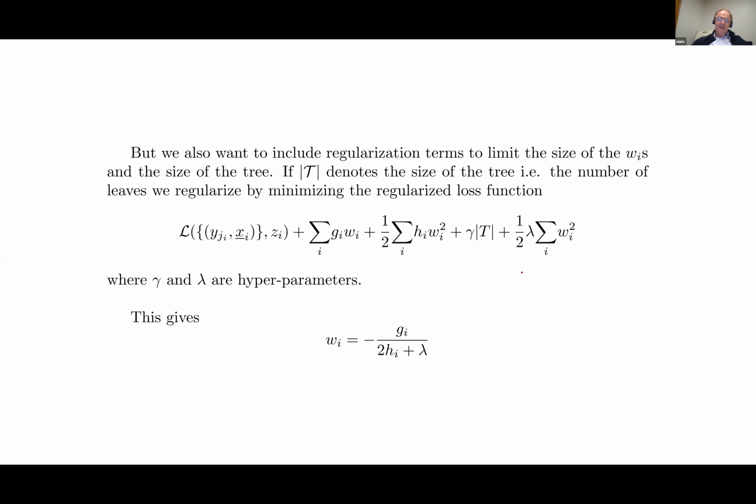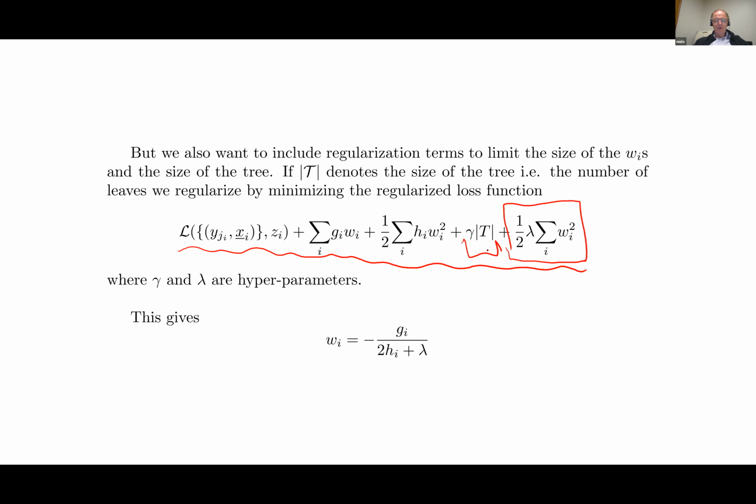So if we define the regularized loss function here, it's given by the sum over the data points here, and then we add two regularization terms. We add the lambda regularization constant times the square of the Wi's, and then we add this regularization term here, which is a term that regularizes the size of the tree. So we put in the size of the tree, which we define by the number of leaves, and we want to minimize this function here, but now gamma depends on the size of the tree.